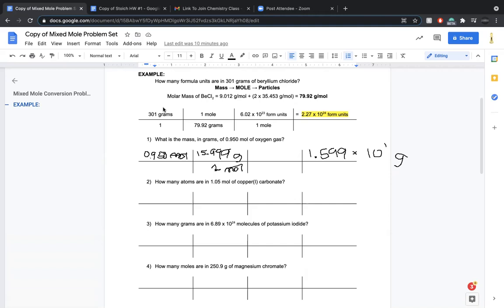Yeah, I'm ready. How many atoms are in 1.05 moles of copper(I) carbonate? We're going to need similar information to what we did last time. We're going to need the molecular weight of copper(I) carbonate, so we need the formula first. Copper(I) carbonate, if I'm not mistaken, is Cu2CO3, but I'm going to look it up real quick just to make sure. Copper(I) carbonate, yep. So this is the formula.